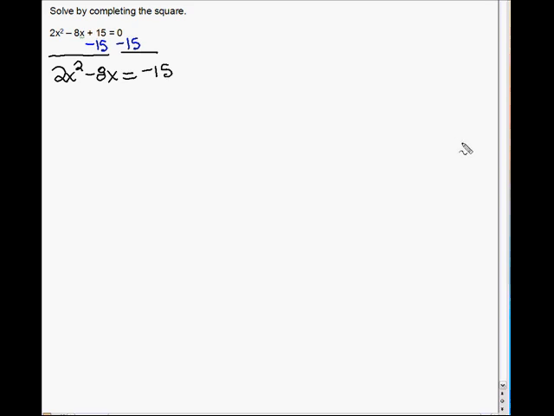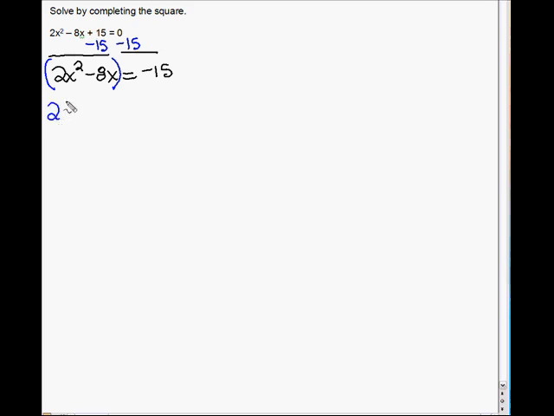Our second step is to group our x's. We can accomplish this by putting a set of parentheses around the 2x squared and the 8x. Our third step, a very important step, is to factor out the leading coefficient. The leading coefficient is the number multiplied to the x that has the degree 2, the highest exponent.